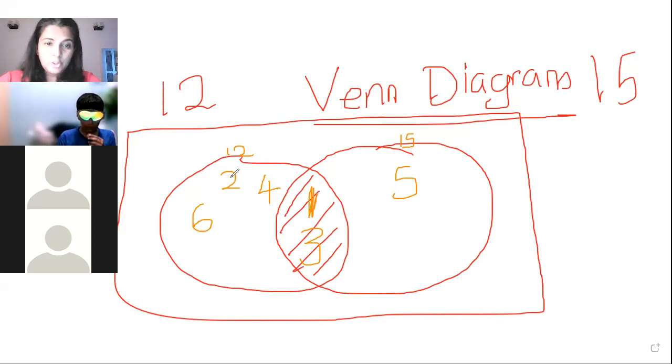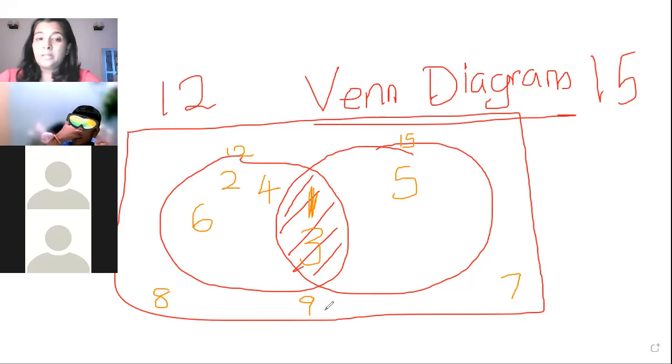So start with 1. 2 is a factor for 12. 3 is a factor for both. 4 is a factor for 12. 5 is a factor for 15. 6 is a factor for 12. 7 is a factor, but it's not for 12 nor 15. So you write 7 outside the circle. Do you understand? Now 8. It is also not a factor for 12 or 15. So you write it outside. 9 is also not a factor for 12 or 15. So you write it outside.